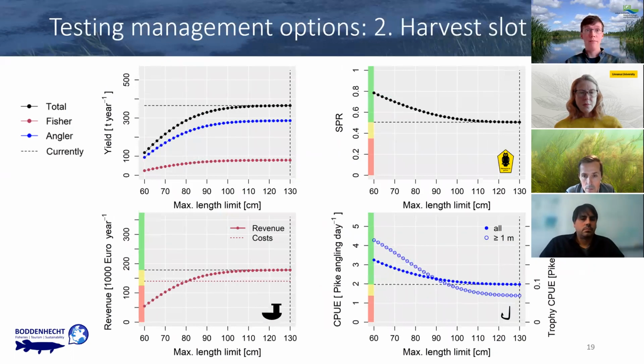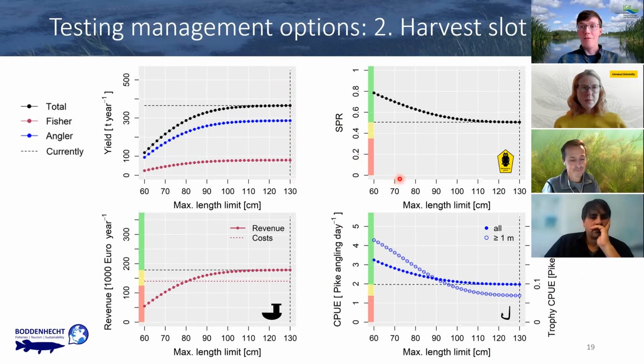Okay, then another management strategy here is on the harvest slot. So what we can see here is the maximum length limit. So we have as a baseline the minimum length limit, and then we add a maximum length limit. And the current situation is that there's no maximum length limit. So it's set here to the right side.